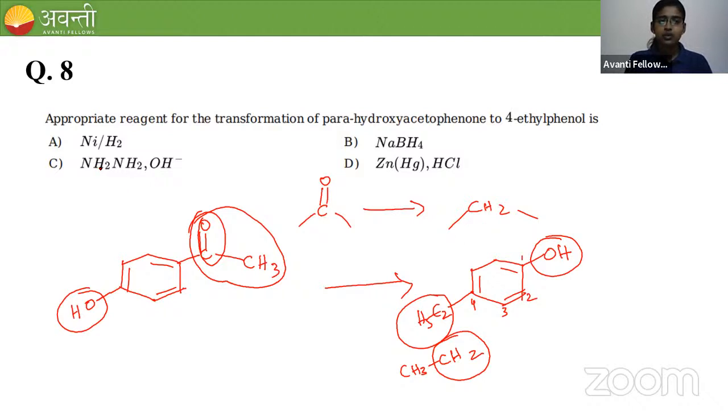So, which is the Wolff-Kishner reagent from the given 4 options? Which is the suitable reagent? Yes, very good. It is option C, NH2NH2 with OH minus. So OH minus basically comes from KOH, no? You might have seen in your classes. That is the reagent used for the conversion of CO to CH2, which is otherwise called the Wolff-Kishner reagent. So it is very easy. Okay, this is clear now. We can go for the next question.